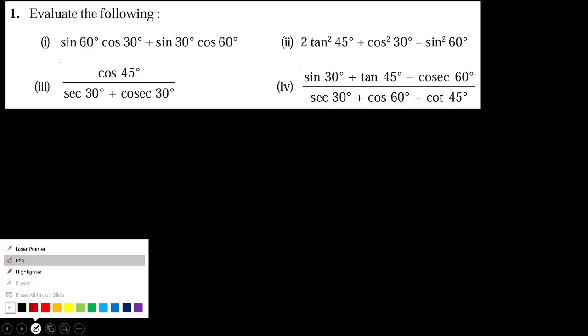Sir, I've already solved the fourth question, so can I solve the fifth one? You have finished the fourth one? What is the value you got? Tell me. I got 43 minus 24 root 3 upon 11. Oh, this value you got. Let me check. You can do the next problem. Okay.